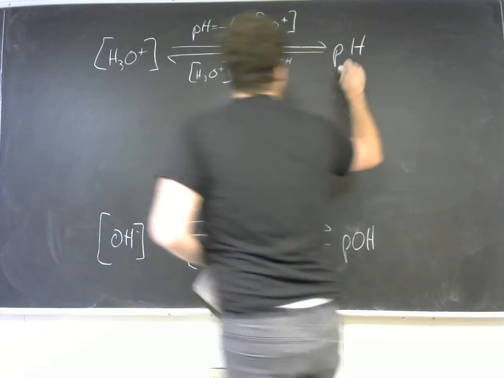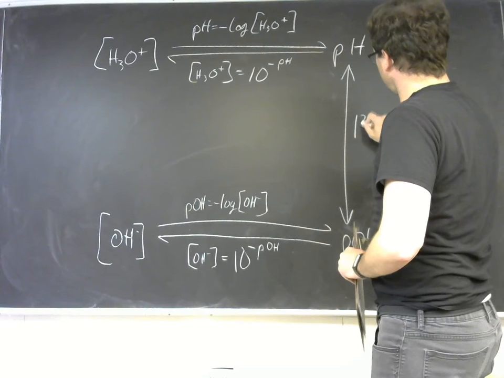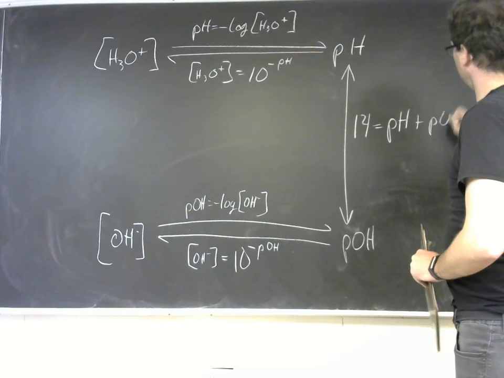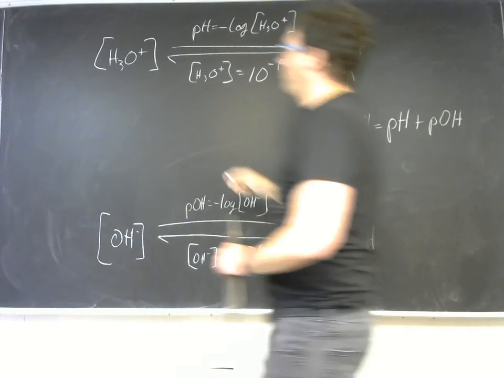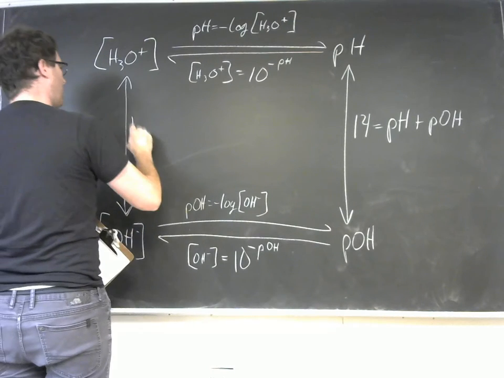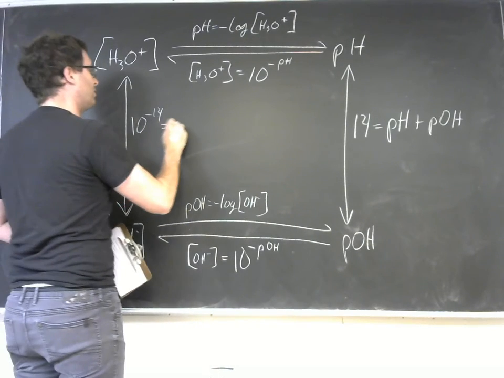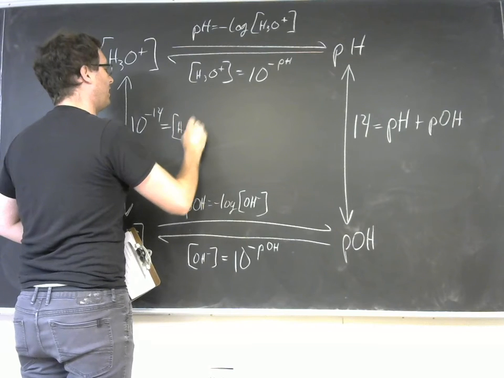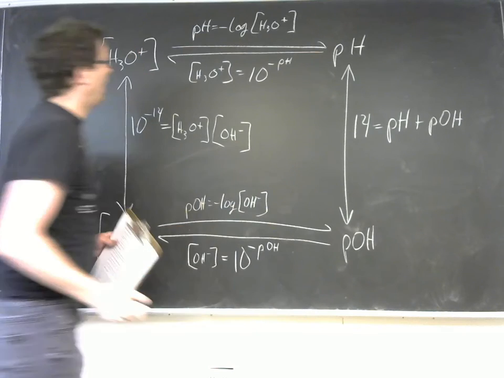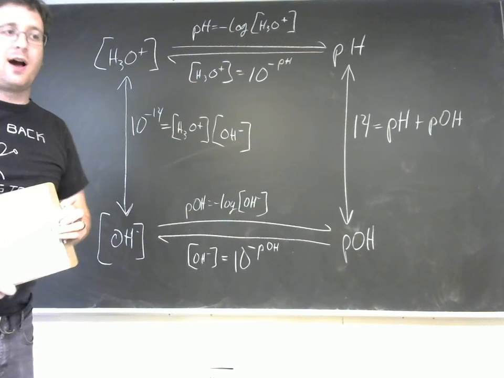But I can also go back and forth between pH and pOH by using 14 is equal to the sum of the pH and the pOH. And I can go back and forth between H3O+ and OH- because 10 to the negative 14th, or in other words Kw, is equal to the product of H3O+ and OH-. And so you see, if you're given any one of these four quantities, you can calculate all the others.